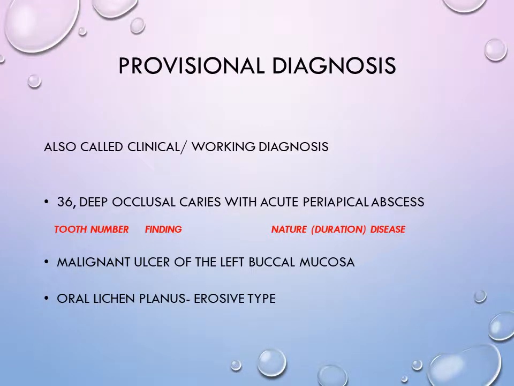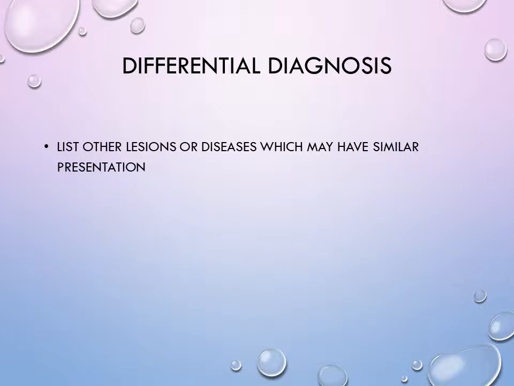Then of course we arrive at a provisional diagnosis. So this diagnosis is jotted down by the doctor or by the student just before all the lab investigations and the radiographic investigations are carried out. This is basically just to narrow down the most probable diagnosis which could be ailing the patient. Common provisional diagnoses are like acute periapical abscess or deep occlusal caries, oral lichen planus. So then we also write down the differential diagnosis. In case it's not the most probable diagnosis, what could be the other possibilities which could be ailing the patient.